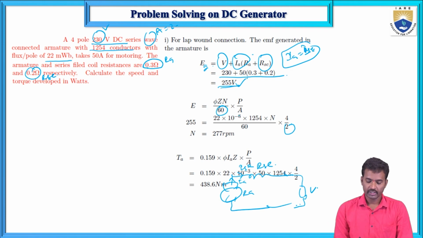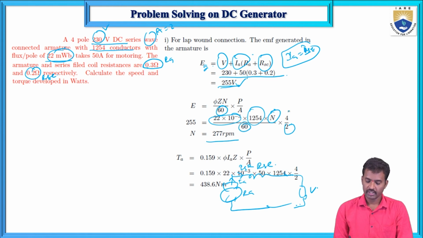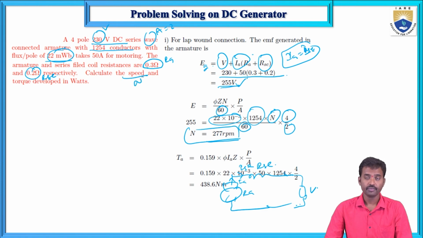Now here flux is 22 milliwebers, and Z is 1254, and N you need to calculate here, the speed, and 60 as it is, number of poles is P. So that value equals 277 RPM. So the speed N is what we calculated.